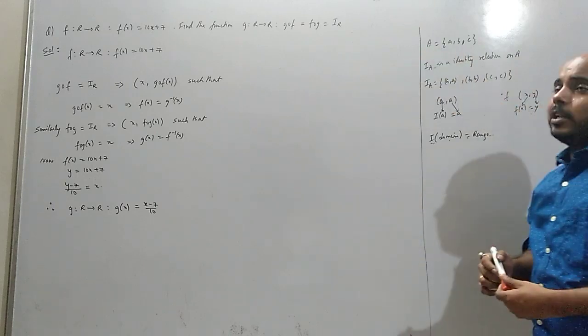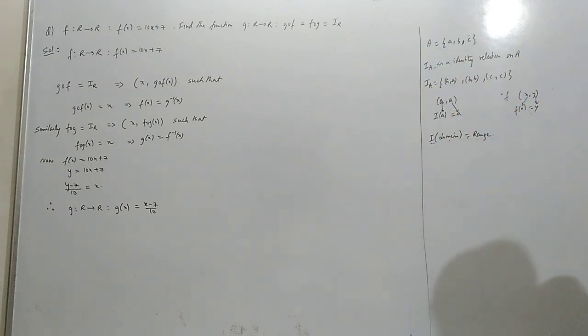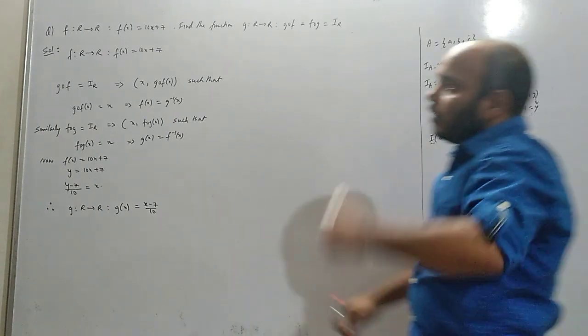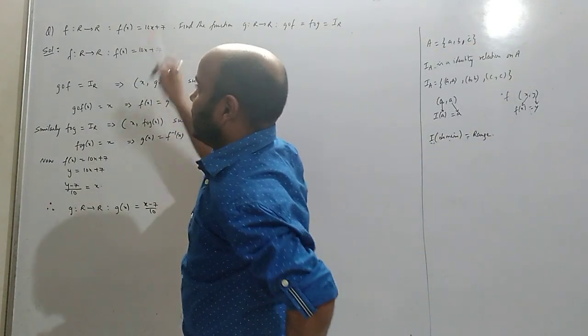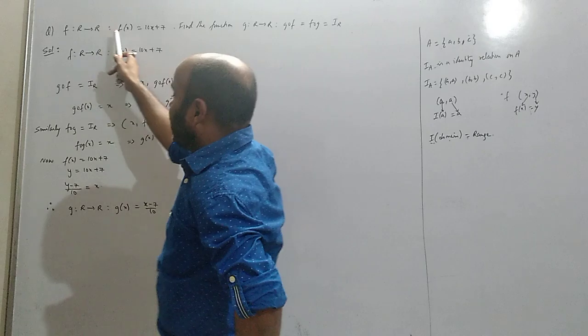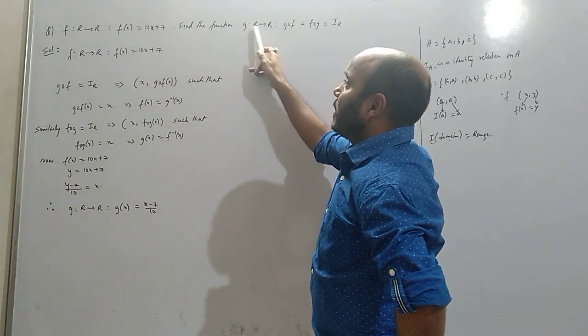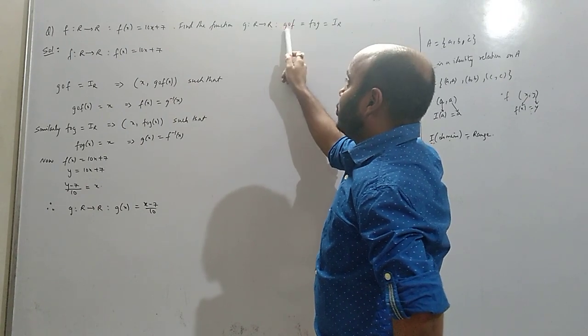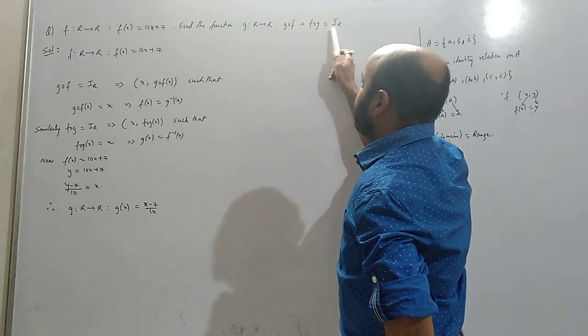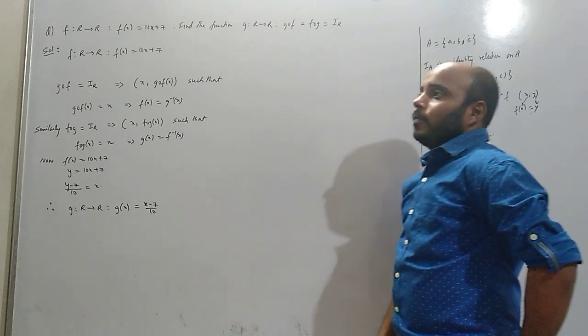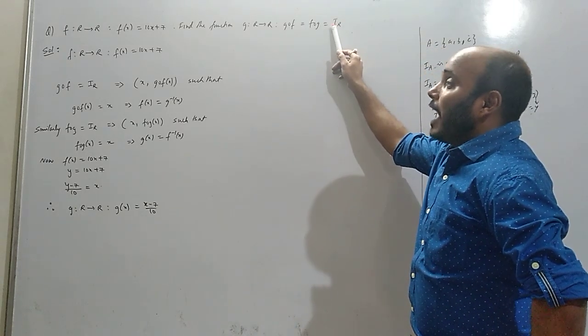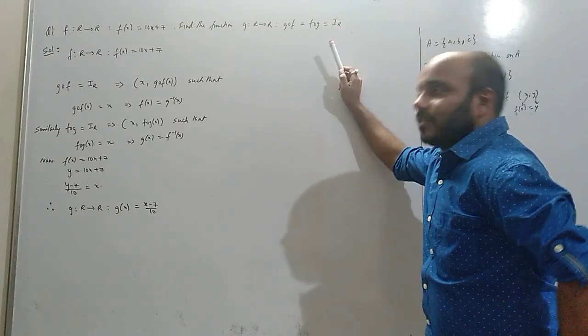Okay, so let's talk about the question. f: R to R, f of x equals 10x plus 7. Find the function g: R to R such that gof equals fog equals I_R. What is the meaning of I_R? I is the identity function on R.